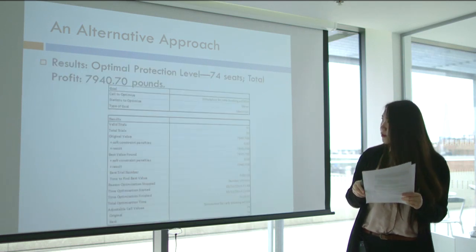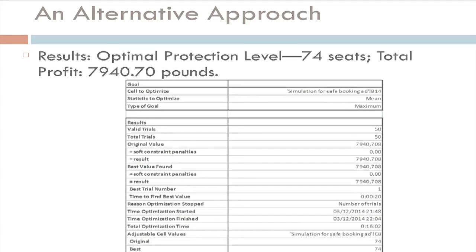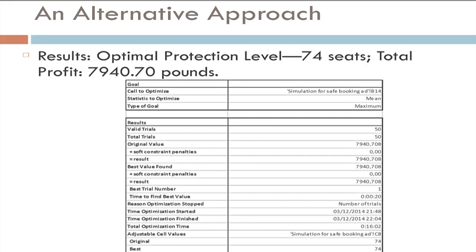Now let's look at the results. These results give exactly the same answer as we got in the previous approach, which is 74 seats for the protection level, although the total profit varies a little. Again, the mean profit from the optimization procedure is different from the mean profit found in the previous section. As mentioned above, the total profit optimized is not a fixed value, but follows a confidence interval and therefore changes in each simulation run.